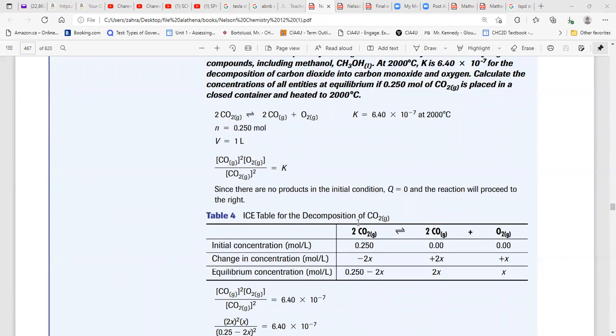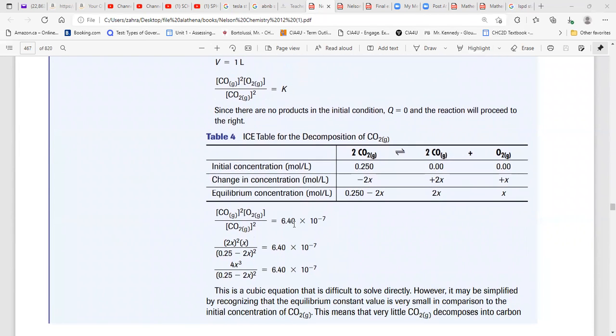So here the change for CO2 is minus 2x, see the coefficient is 2. Here is plus 2x, the coefficient is 2 here. This coefficient is 1, so it's going to be plus x. And at equilibrium, 0.25 minus 2x, 0 plus 2x, and here 0 plus x. To establish your K, it is given again. Instead of CO, you put 2x. Instead of O2, you put x. CO2, you put 0.25 minus 2x.